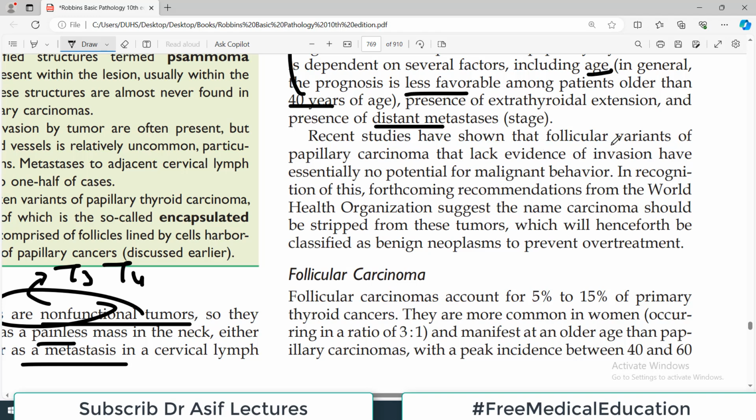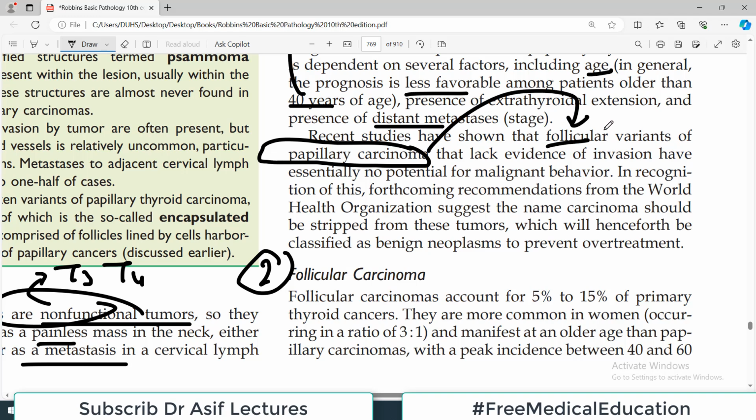Recent studies have shown that follicular variants of papillary carcinoma, so there is a follicular variant as well of papillary carcinoma, although follicular is a separate category, but within papillary carcinoma, some of the tumor cells may be of follicular variety, that lack invasion, essentially no potential for malignant behavior. So these are the good category within the papillary carcinoma classification. In recognition of this, forthcoming recommendations from the WHO suggest the name carcinoma should be stripped from these tumors, which will henceforth be classified as benign neoplasm to prevent overtreatment.